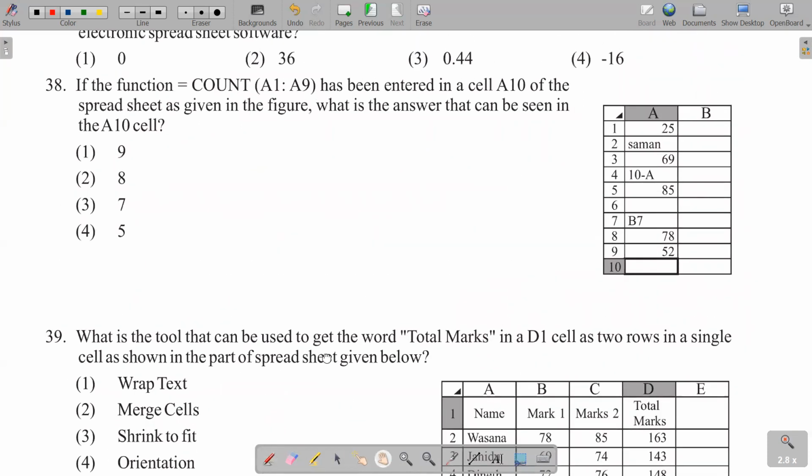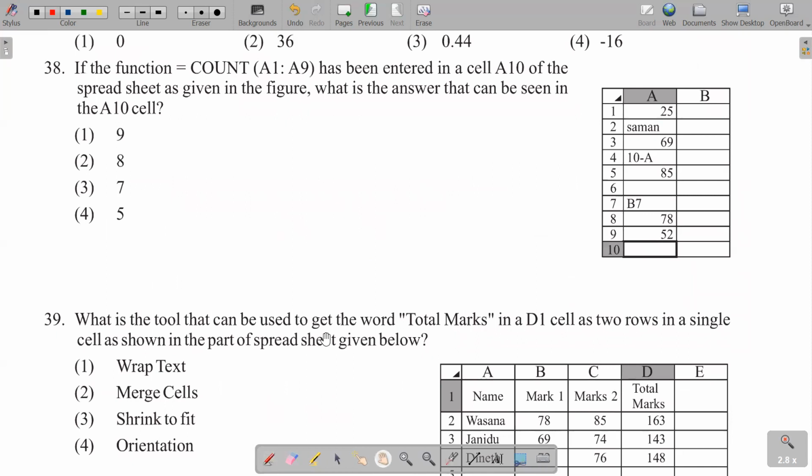Okay. So 38. It is asking if the function equals COUNT(A1:A9) has been entered in the cell A10, which is over here. The range is from A1 to A9. This is the range. What should be the figure in A10? So A10 counts the values.